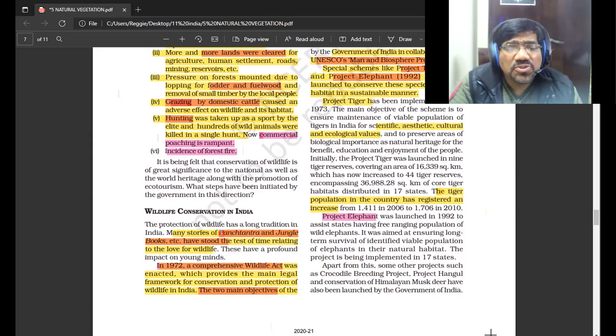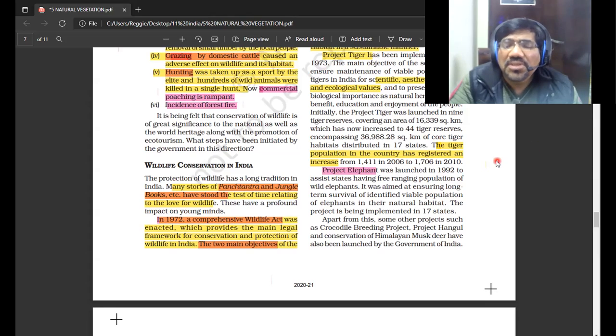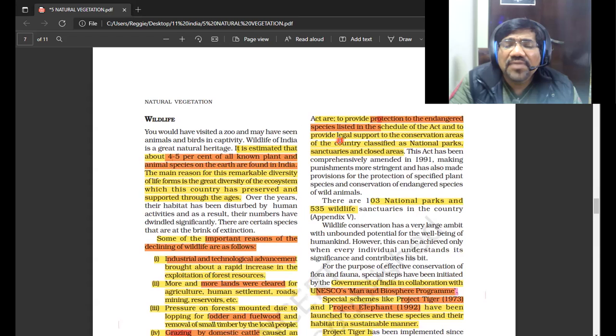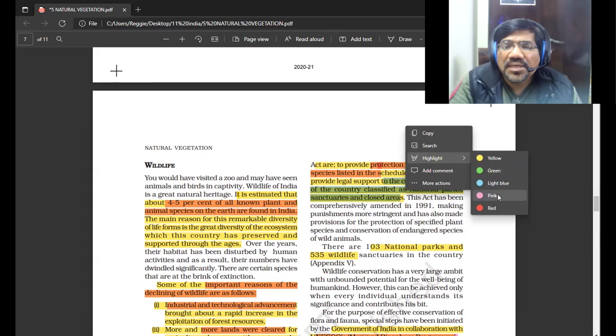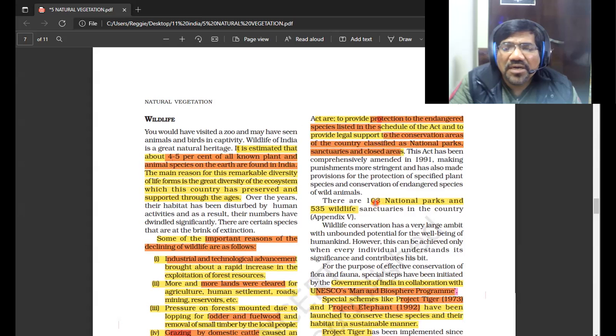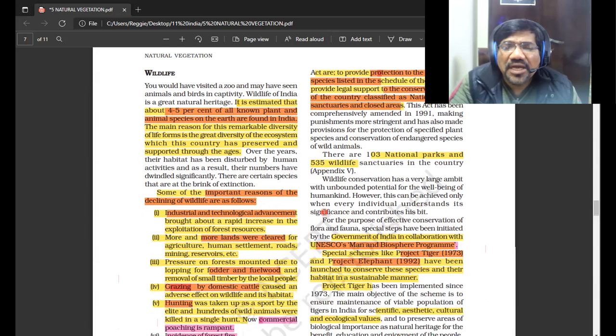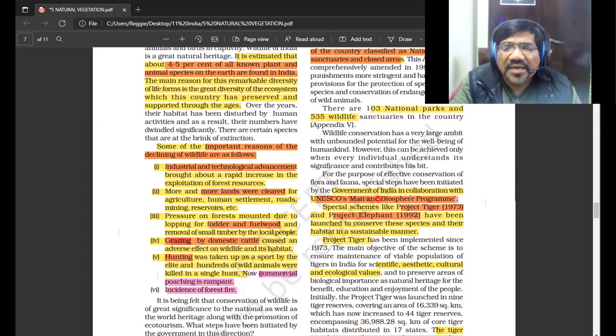Now we come to wildlife conservation. In our Indian culture, the stories of Panchtantra and the Jungle Book are very important. In 1972 we made the comprehensive Wildlife Act, and it had two objectives. What are the two objectives of this act? You can notice that the objective of the act was to protect the endangered species, and to conserve the areas of the country classified as national parks. So we have 103 national parks, 535 wildlife sanctuaries, and UNESCO has a Man and Biosphere programme.